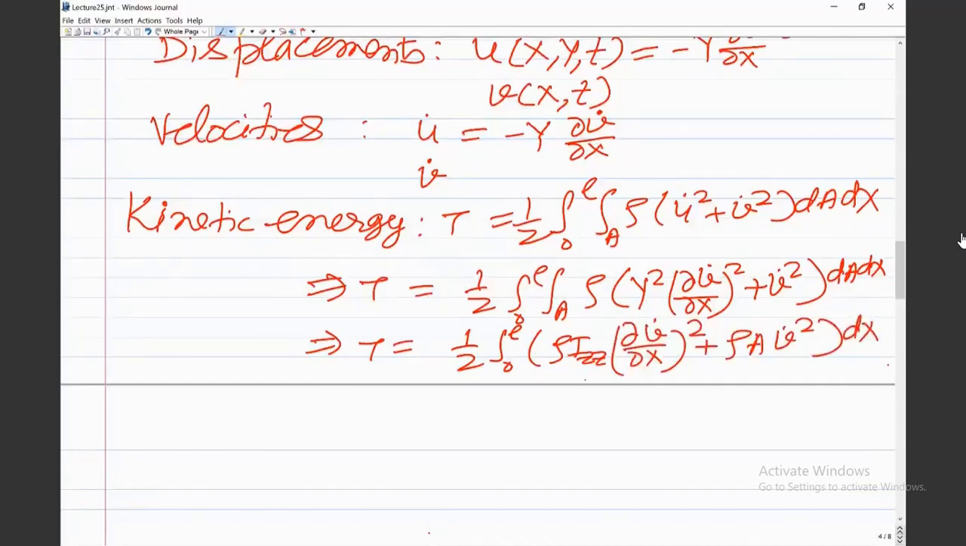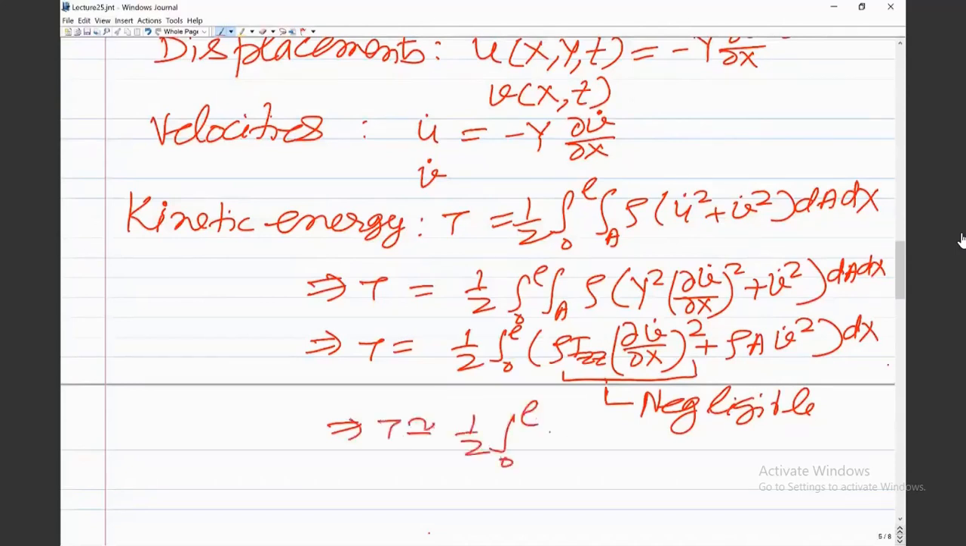Now usually this is known as the rotary inertia. Rho into Izz is rotary inertia, and for thin beams, for which the Euler-Bernoulli beam theory is applicable, this is actually negligible compared to rho A into v dot square. So that means the kinetic energy can be approximated as half of integral 0 to L rho A v dot square dx.